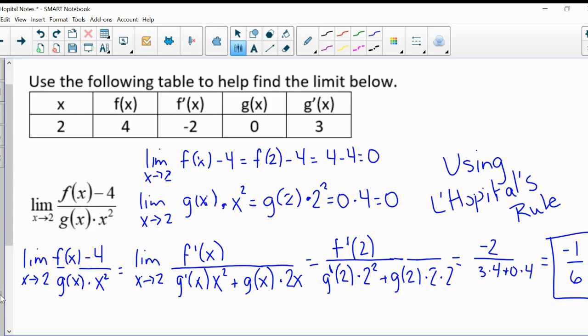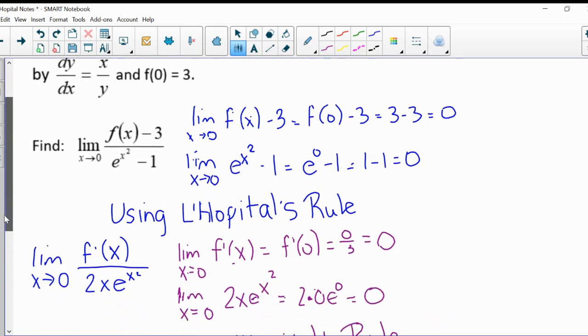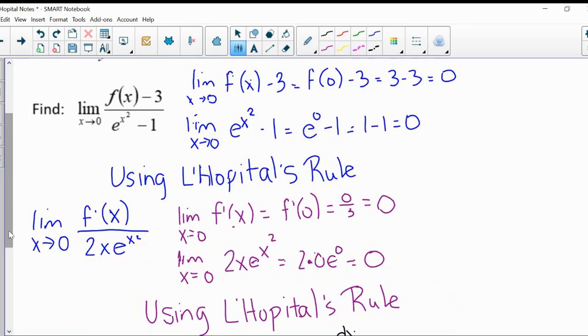Our last example is definitely a challenge. So we'll start by finding limit of numerator and denominator. We see that those are each 0. We state that we're using L'Hopital's rule. And when I find the derivative, I have f prime of x over 2x e to the x squared. So that one is a chain rule. But I notice right away that in the denominator, I'm going to get 0. And in the numerator, I will get 0.